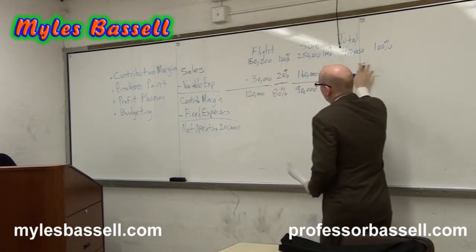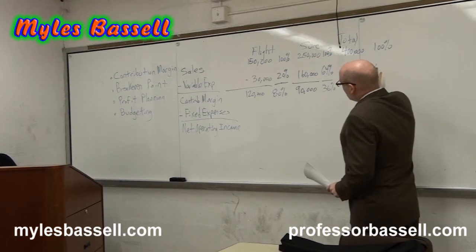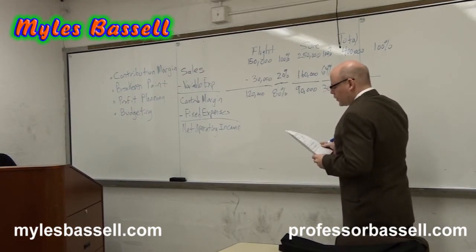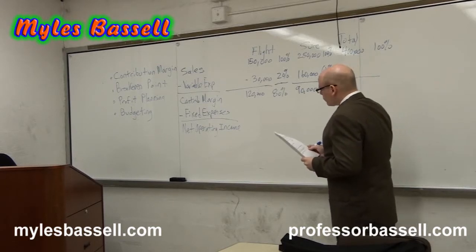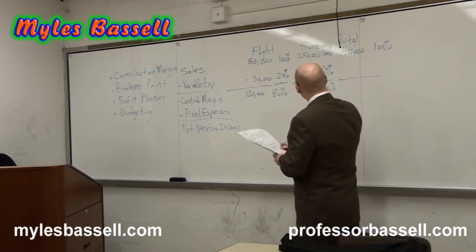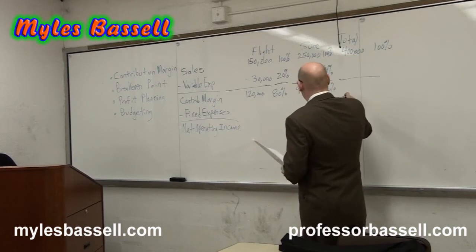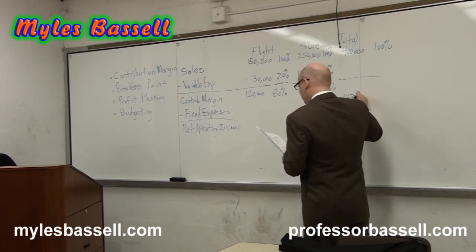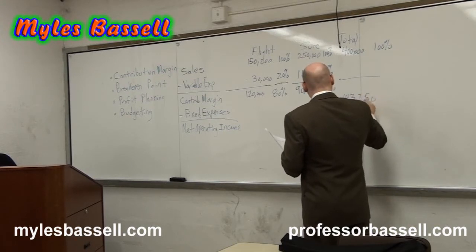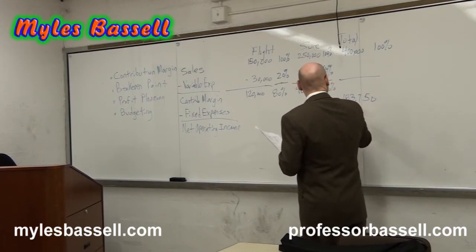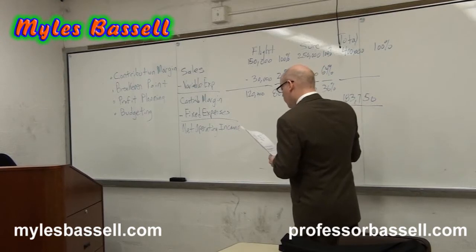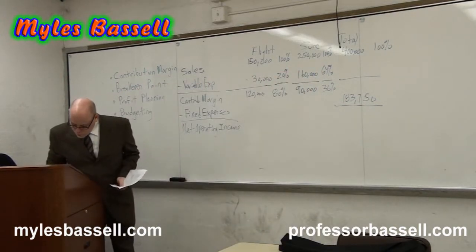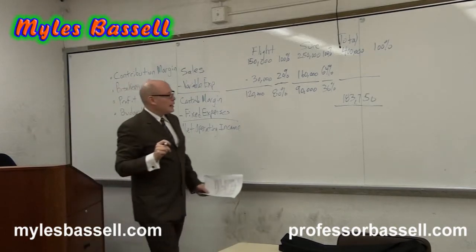All right, now we could look at the fixed expenses. So do we know what the fixed expenses are? Yeah. What are they? 183,750 for the entire company, right? What do we know about net operating income? No, we don't know. Okay, so we need to calculate that.